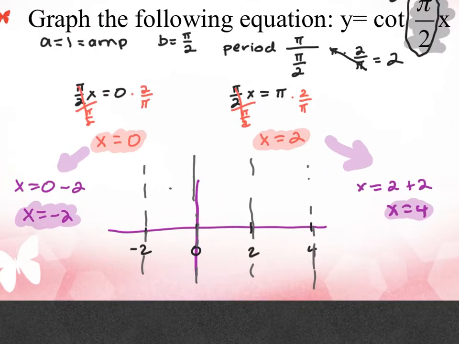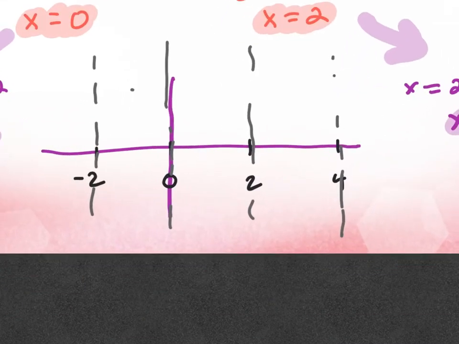I'm going to find the points halfway between. So halfway between negative 2 and 0 would be negative 1. Halfway between 0 and 2 would be 1. Halfway between 2 and 4 would be 3. And those are your x-intercepts. I'm going to eyeball my quarter point and my 3/4 point. And my amplitude is 1.